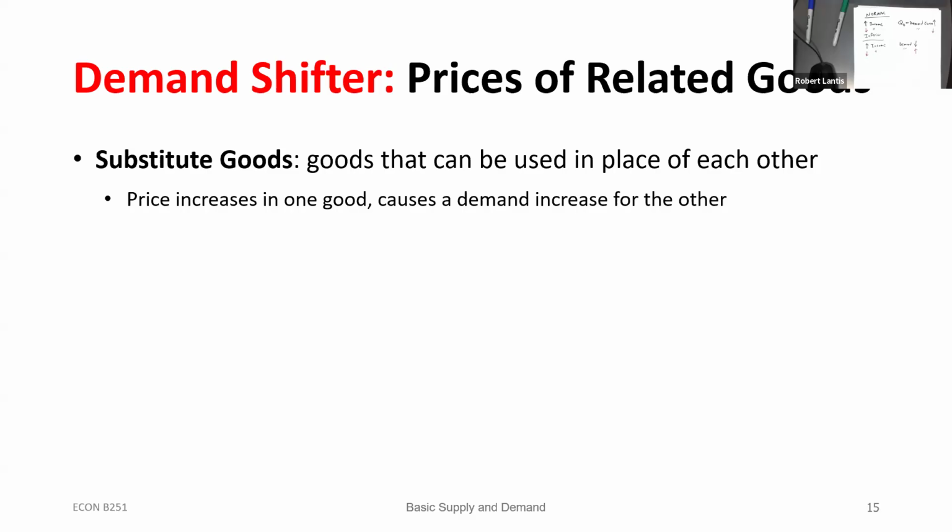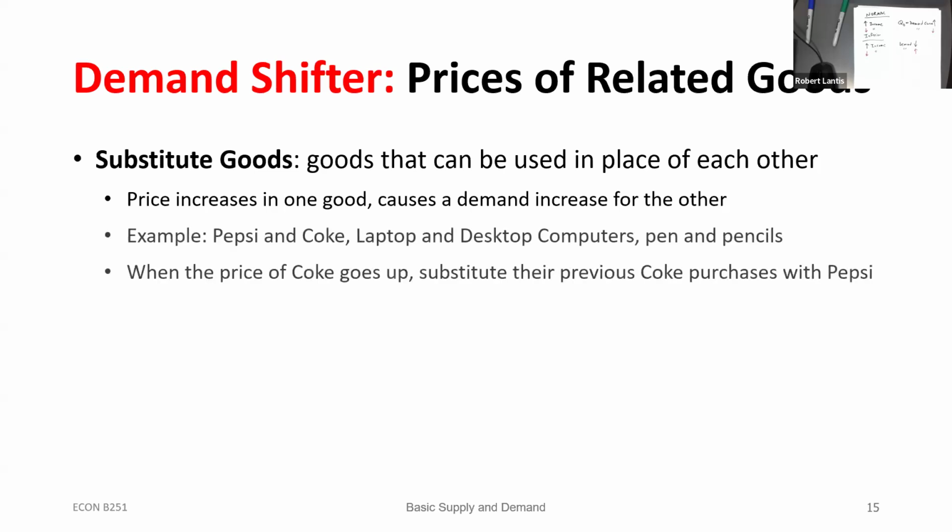If the price of Pepsi all of a sudden goes up and is twice as much as Coke, am I more or less likely to buy Pepsi? Less likely, right? I'm more likely to substitute away from it and buy the other product. So when the price of one good goes up and it causes the demand for the other good to go up, that means I'm substituting towards that now relatively cheaper good. Those would be substitute goods. So Pepsi, Coke, back in the day when laptop computers were more expensive than desktops, we had that relationship. Pens or pencils: if pens are crazy expensive, people are going to start relying more on pencils. We have this kind of inverse relationship.